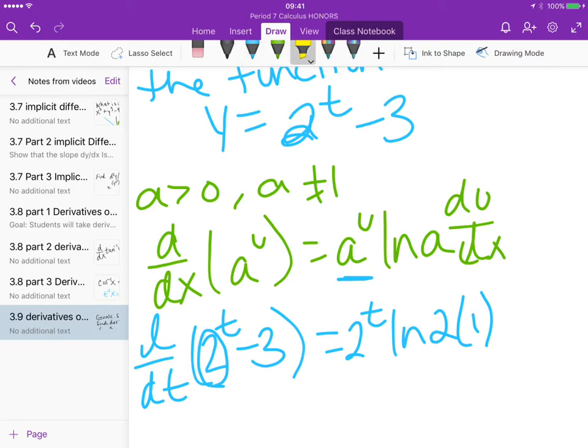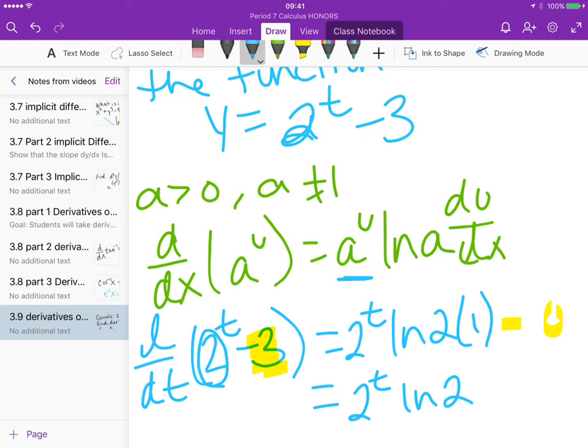And then we need to take the derivative of negative 3. Well, the derivative of negative 3 is really just like subtracting 0 in there as well, so that doesn't really help us out or hurt us in any way. So now, when it's all said and done, the derivative is 2 to the t multiplied by the natural log of 2.